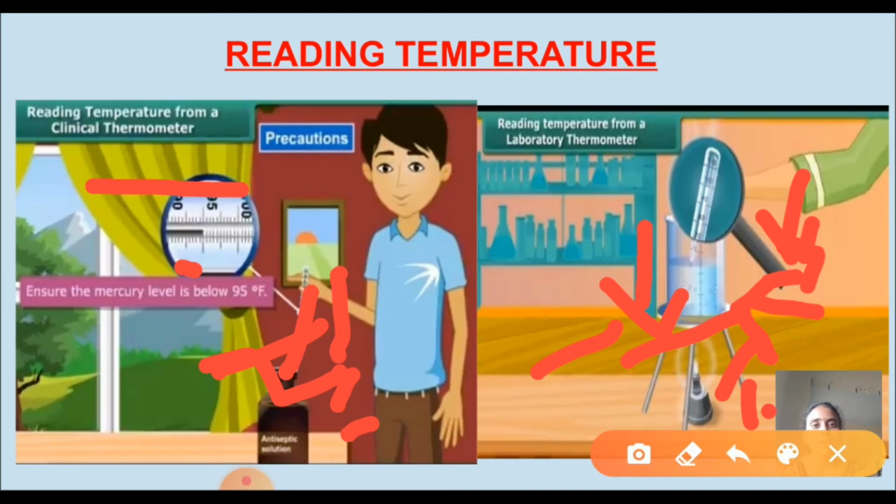We have to take the readings to measure the temperatures in the clinical thermometer, the doctor's thermometer. We call it the doctor's thermometer because it measures only animals' and humans' temperature, but the laboratory thermometer is used in the science laboratory, and it is also known as the laboratory thermometer.